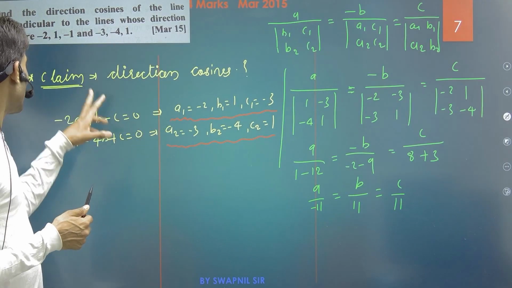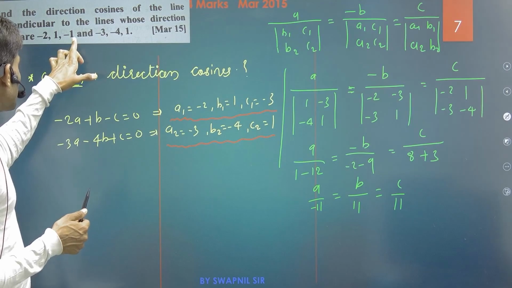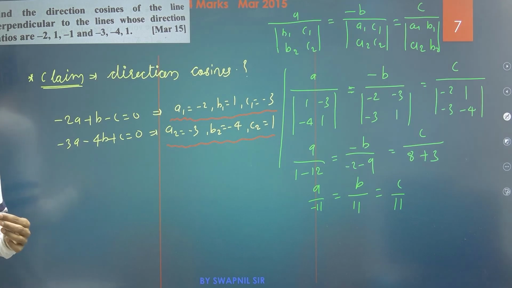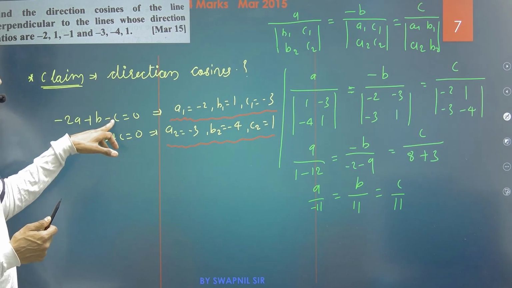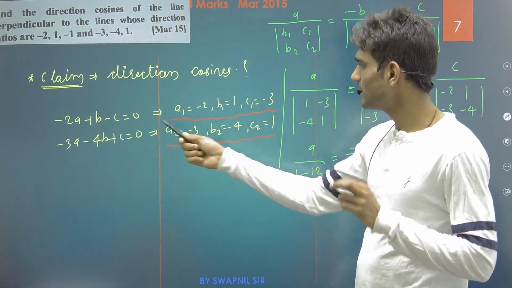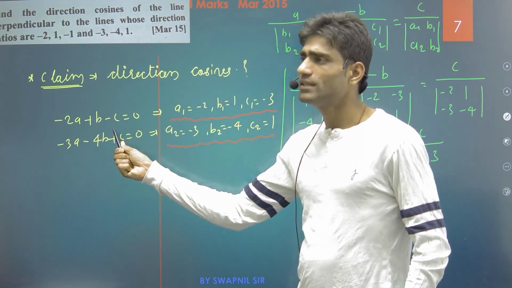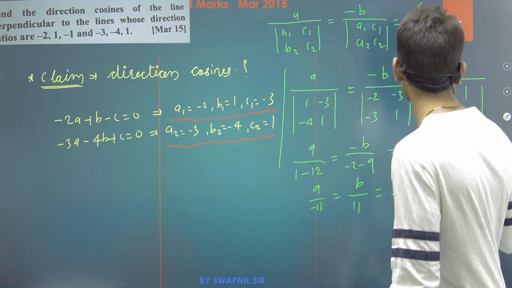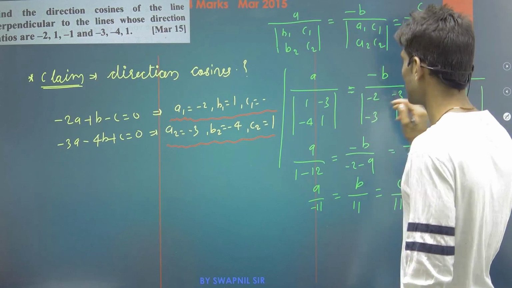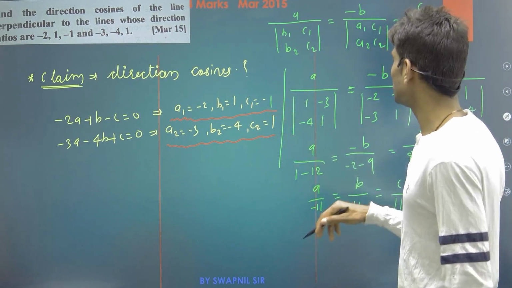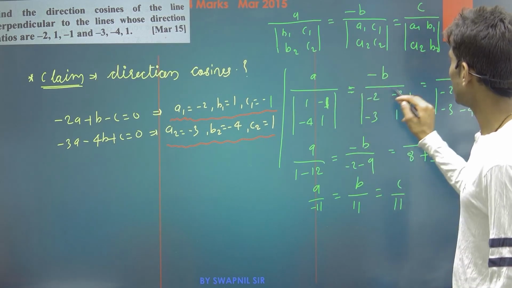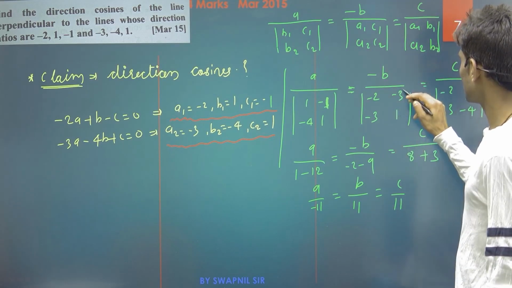Let me verify the values: minus 2a plus b minus c, which is equal to 0. So a minus 2, 1 minus 3, minus c here. We don't have c1 as minus 3. By mistake I have taken c1 as minus 3, but c1 here is minus 1, it is not minus 3. So if this is minus 1, then b1 c1 also goes to minus 1. Wherever you found minus 3, replace it. So this one is minus 1.